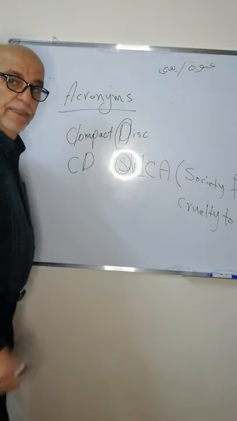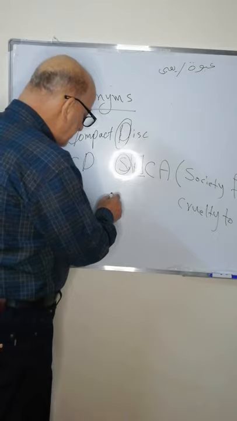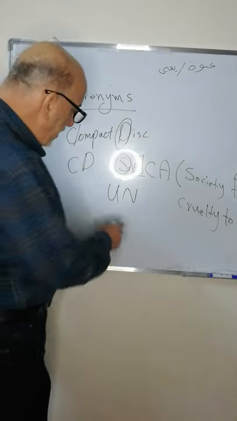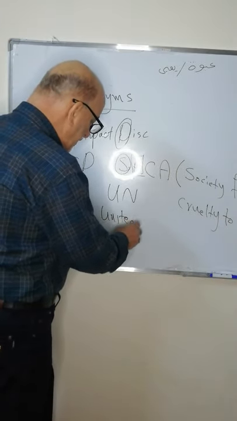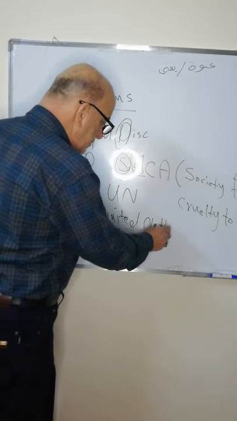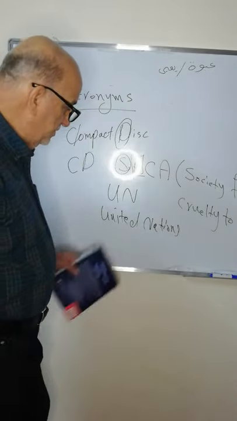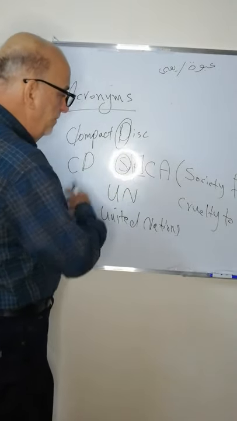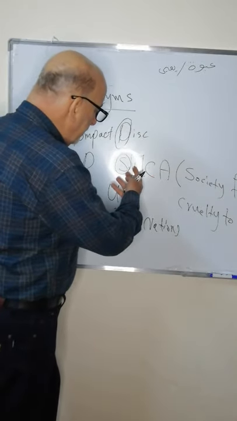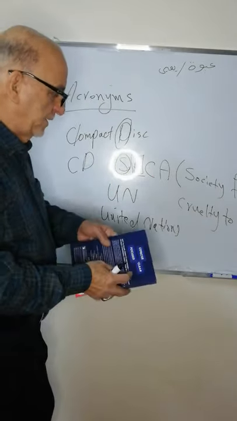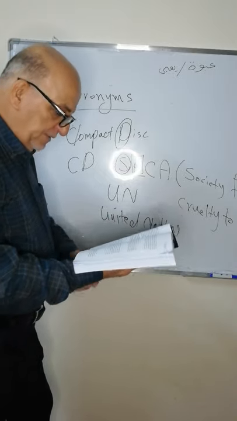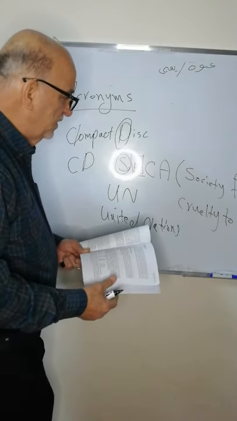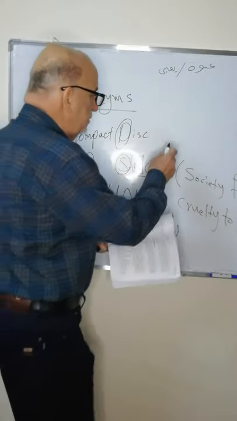Here we say CD. Now in the UN, we say UN, United Nations. See, U for United and N for Nations. So UN, CD. Okay? SPCA. Right. Sometimes we do not use capital letters. We use small letters, like, for example, radar.